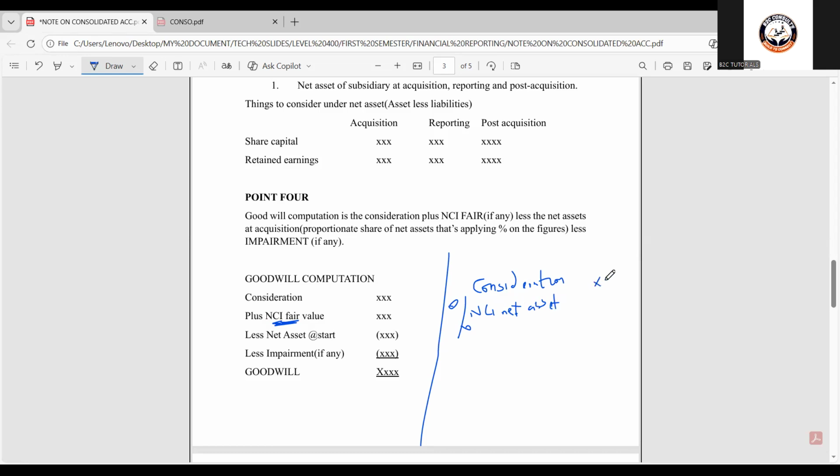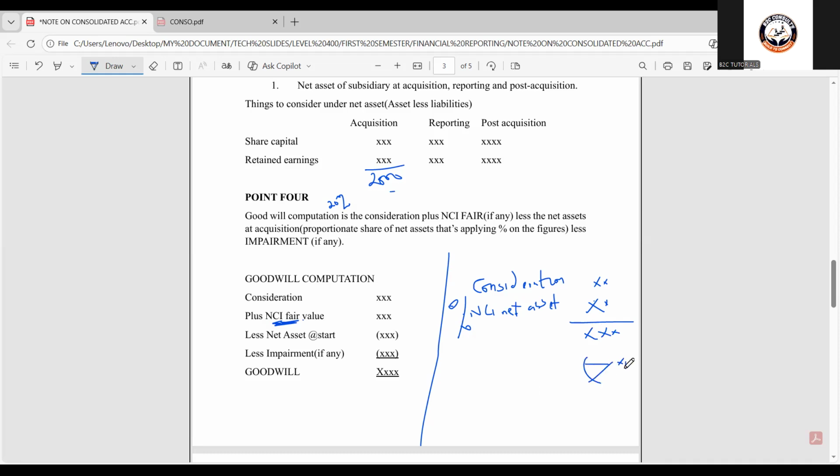Before you add them up. But then if the fair value of NCI is given to you, you don't need to find the percentage of the net asset for the NCI. So if the net asset at acquisition is 200 and the non-controlling interest is 20%, they are just telling you, find 20% of the 200 and add it to the consideration you have realized. The total that you are going to make, go and pick the whole 2,000 and then subtract it. That is the net asset at acquisition.